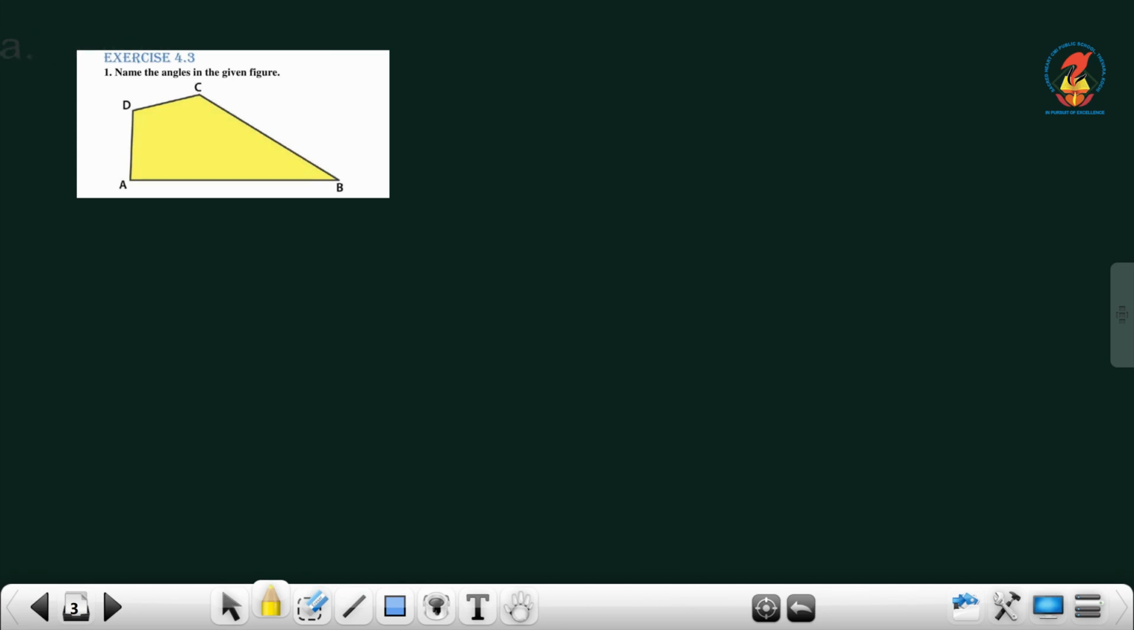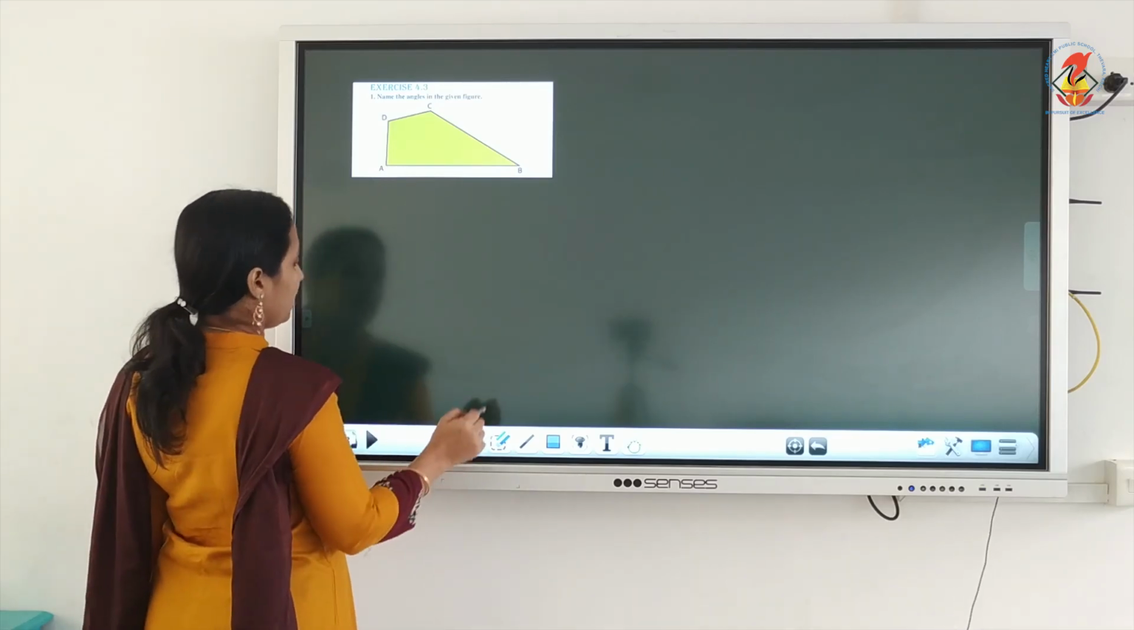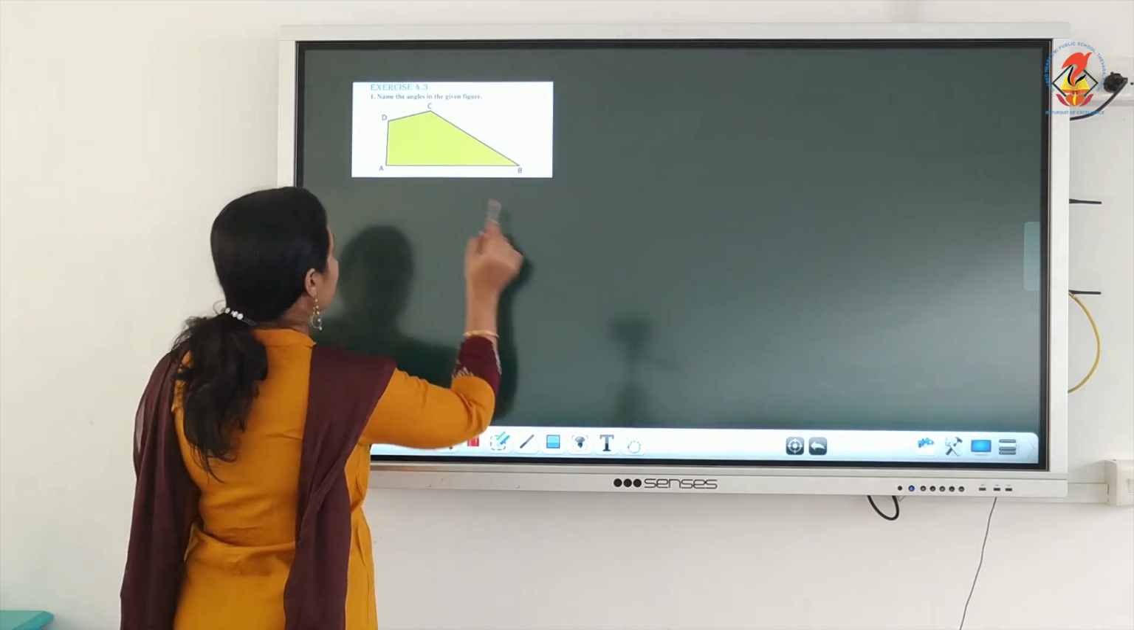Now look at the first question. Name the angles in the given figure. You can see one polygon here, and you have to write the names of the angles. Now tell me, how many angles can you see here?